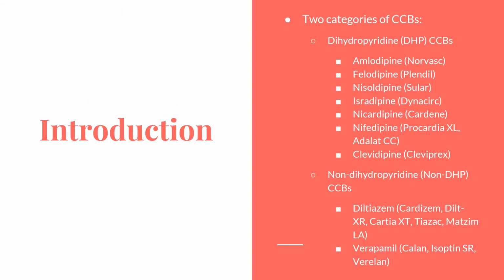So what are calcium channel blockers? They are grouped into two subcategories, which are dihydropyridine or DHP calcium channel blockers and non-dihydropyridine or non-DHP calcium channel blockers. The difference is the presence of the dihydropyridine molecule in the DHP calcium channel blocker class, which makes this class have more potent vasodilation effects, whereas the non-DHP have a more negative inotropic effect. The DHP class includes amlodipine, felodipine, nisoldipine, isradipine, nicardipine, nifedipine, and clevidipine. The non-DHP calcium channel blockers include diltiazem and verapamil.